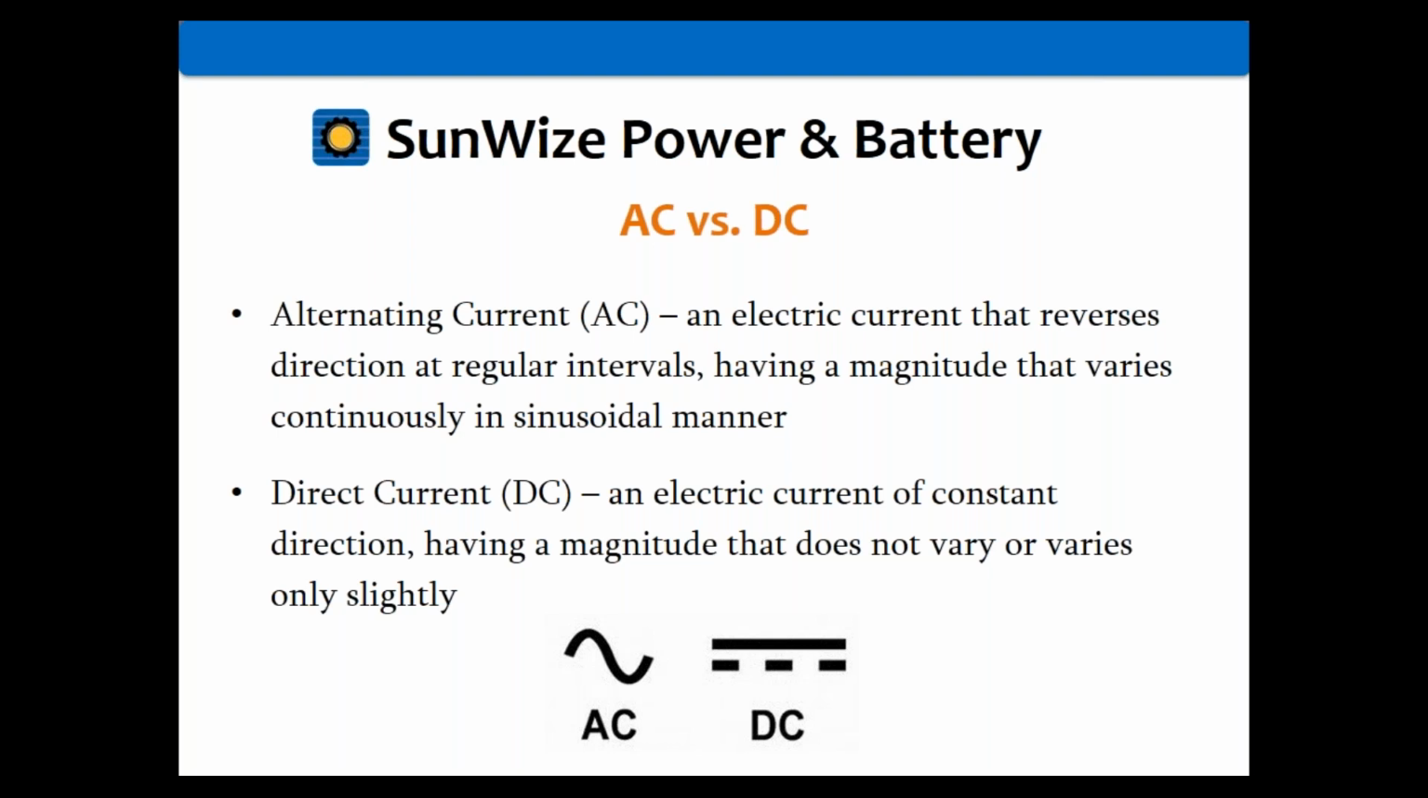And direct current, which is shown as just DC, is electrical current of constant direction having a magnitude that does not vary or varies only slightly. We say slightly because sometimes, in the case of a battery, you have a range that it may operate in, or you may have a little bit of a ripple on there, coming from a battery charger or some other AC source. We'll talk about that a little bit more later.